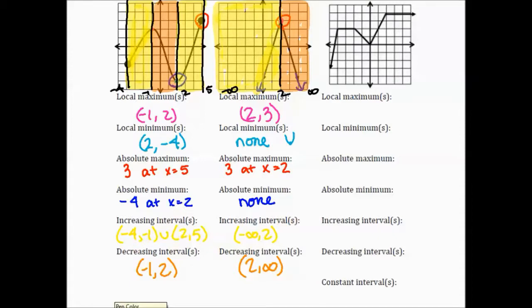One last example. If we're looking for local maximums, we're looking for points that are at the top of the hill. There are actually no local maximums on this graph. For local minimums, we are looking for points that are at the bottom of a valley, which would be this point at 0, 0.